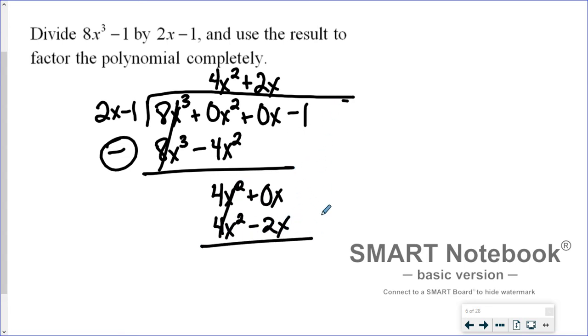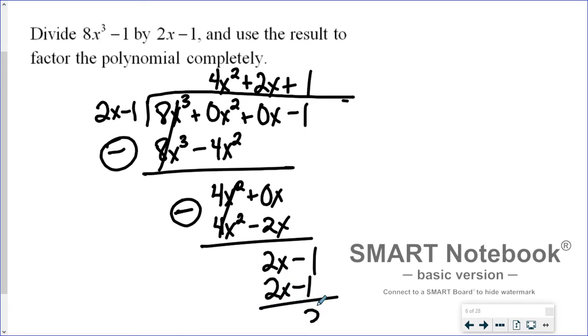So that will cancel. I can bring down 0, and remember we're subtracting here, so 0 minus negative 2 is 2x. We bring down our minus 1. I need to multiply this by 1 to get this. And when I distribute, we get 2x minus 1. No remainder. Very nice. So now my f of x is going to equal 2x minus 1 times 4x squared plus 2x plus 1.